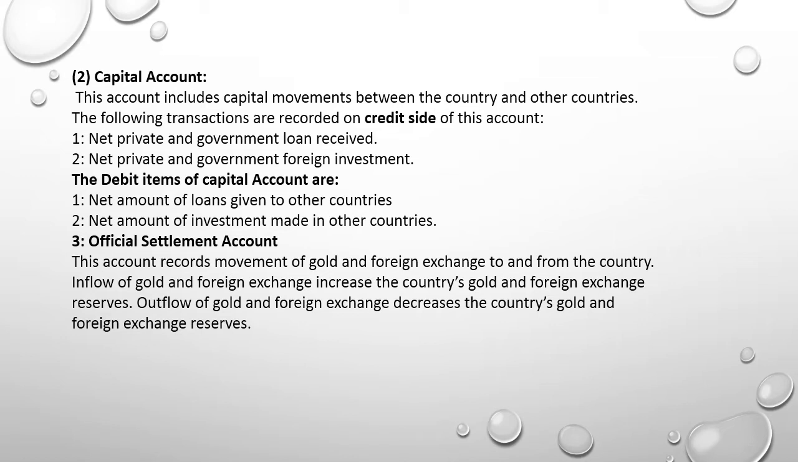Number three is the official settlement account. This account records movement of gold and foreign exchange to and from the country. Inflow of gold and foreign exchange increases the country's gold and foreign exchange reserves. Outflow of gold and foreign exchange decreases the country's gold and foreign exchange reserves. This account is maintained by the State Bank of Pakistan in our country.